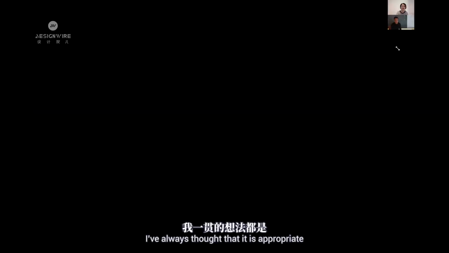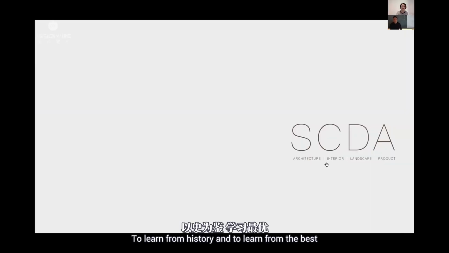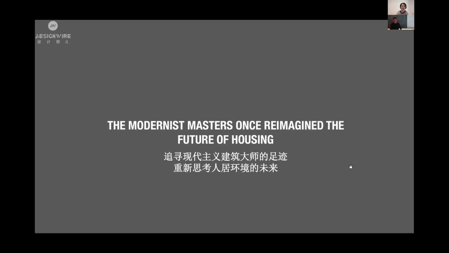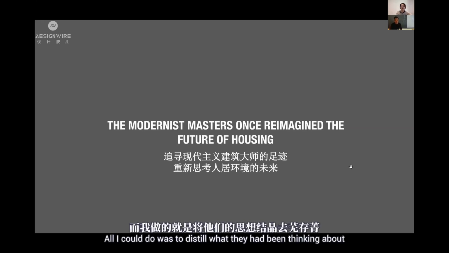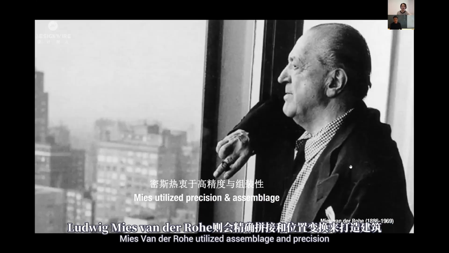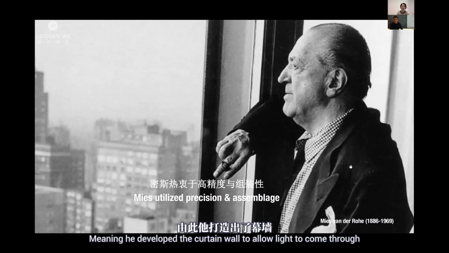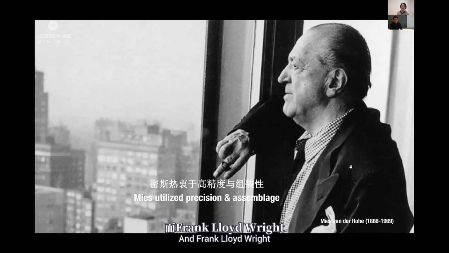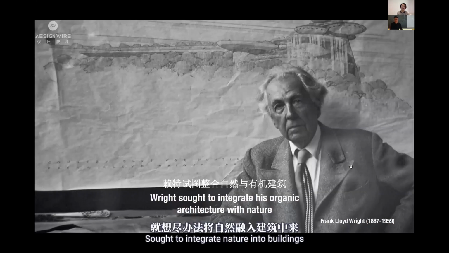Okay, thank you, Jessica. I've always thought that it's appropriate to learn from history and to learn from the best. They had reimagined what future housing could be. All I could do is distill what they have been thinking about. Corbusier, for example, thought of the house, the unit or the apartment, as a machine for living. Mies van der Rohe utilized assemblage and precision, meaning he developed the curtain wall to allow light to come through. And Frank Lloyd Wright sought to integrate nature into buildings through his organic architecture.